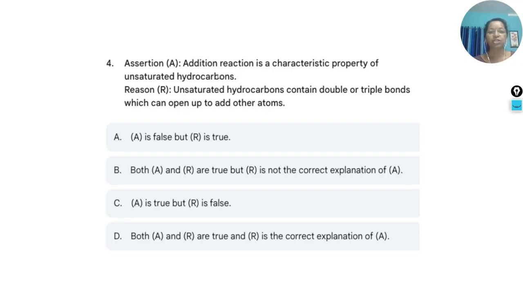Then, addition reaction is a characteristic property of unsaturated hydrocarbons. That is correct. Then I can add 'because' unsaturated hydrocarbons contain double or triple bonds which can open up to add other atoms. Correct. It is giving a meaning, and so both A and R are true and R is the correct explanation of A. Option D is the answer here.